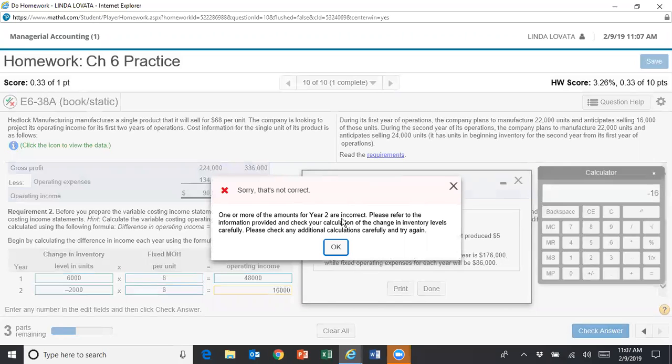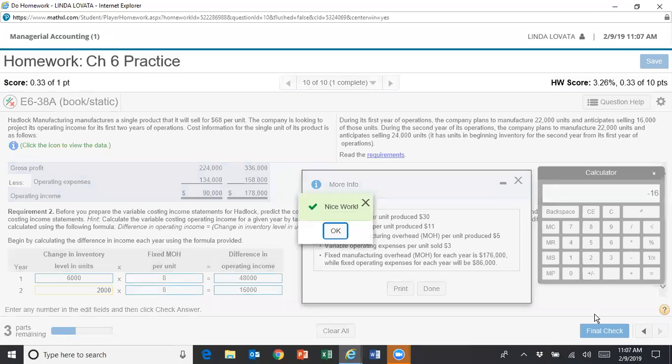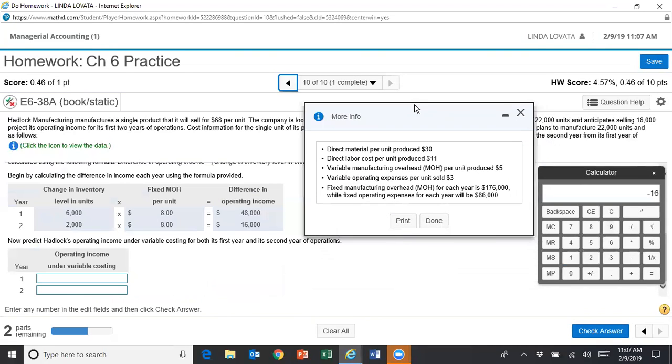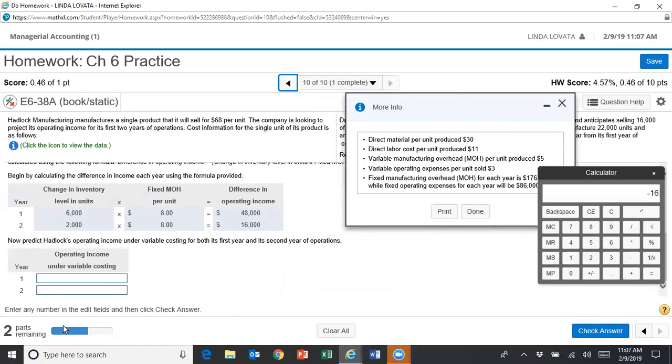Let's see, one or more of the amounts, and please refer to the information. Oh, I bet it doesn't want either of my minuses. There we go. All right. It's so persnickety on that. I never know what to do. So you'll know when you do yours, don't put the minuses in there. Again, it doesn't say which way to go, so that's why, I guess. So this is where it's going to tell you if you're under or over.